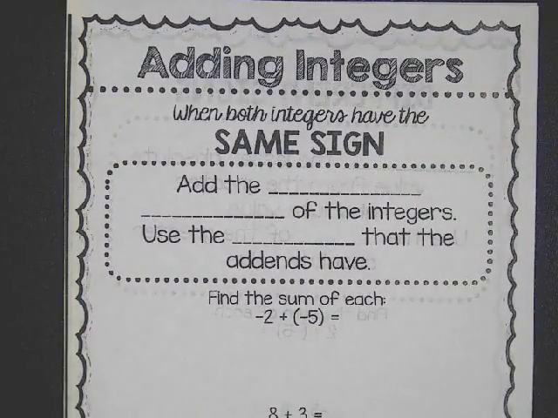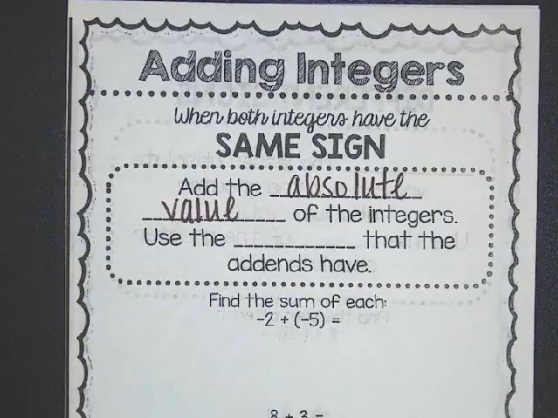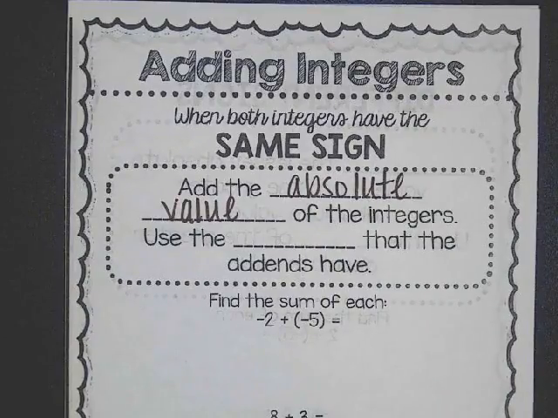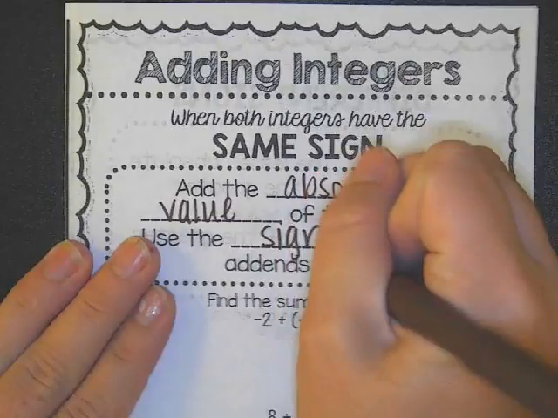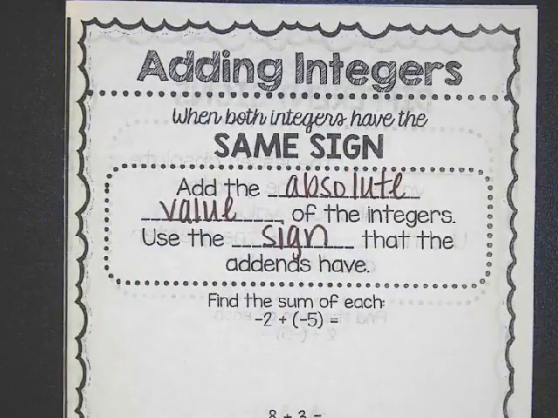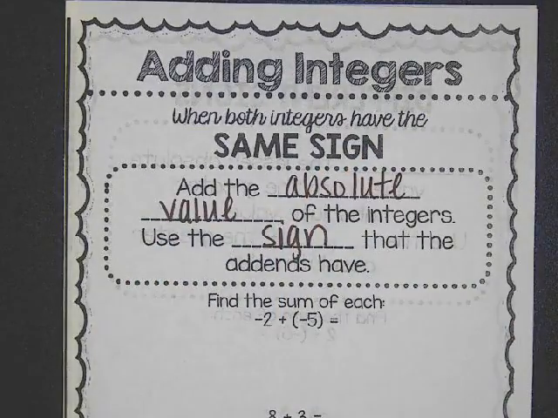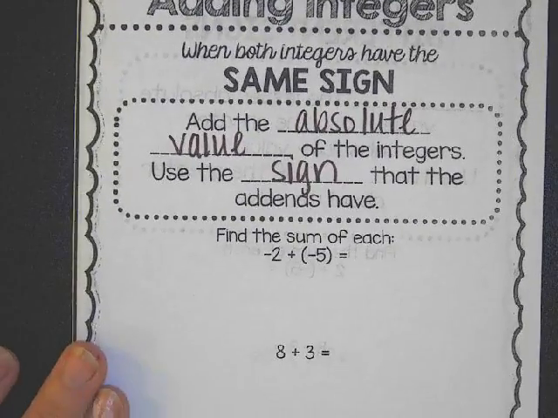First, let's take a look at when both integers have the same sign. What we need to do is add the absolute value of the integers. We're going to use the sign that the addends have. So let's take a look at what this means. Let's find the sum of each of these.